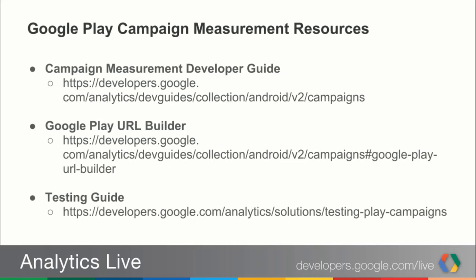We also have that Google Play URL Builder, and that tool is actually embedded into the Campaign Dev Guide as well. And then we also recently published a testing guide, so you'll see all of the ADB commands that I just used. We published all those as well, so it's in our solutions section. You can go check that out, and you should have everything you need to implement and test.